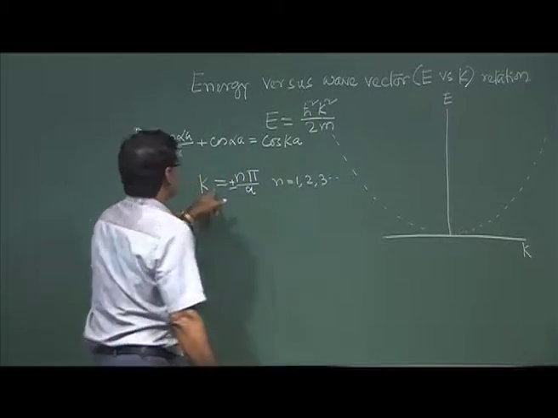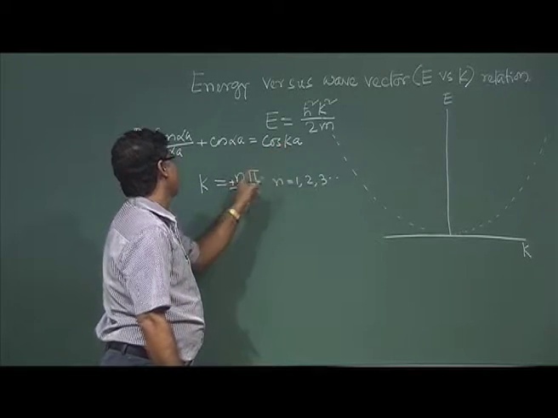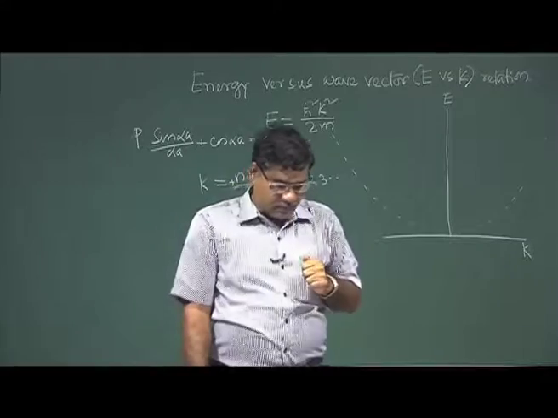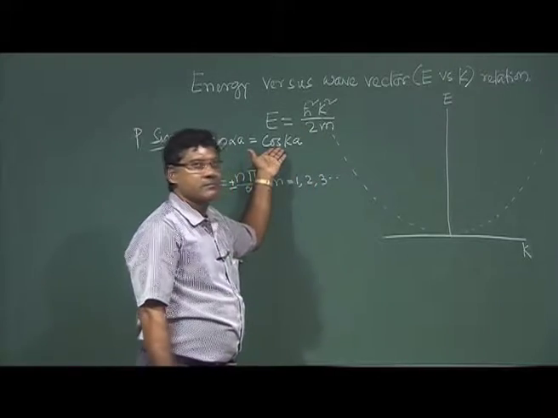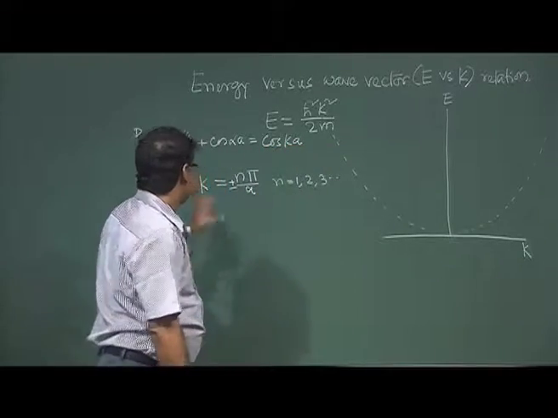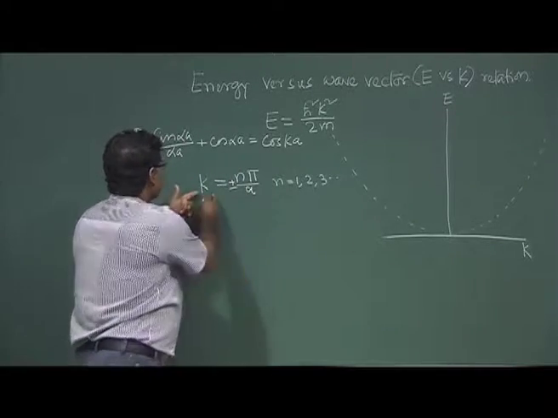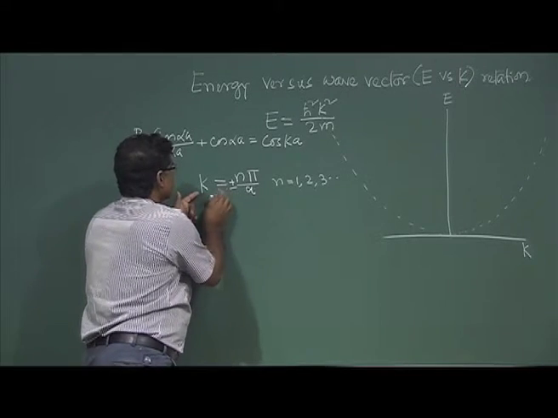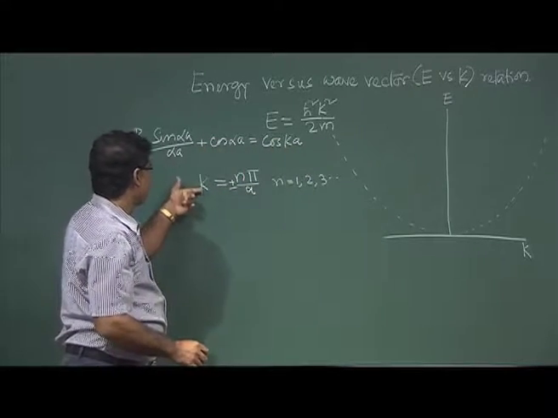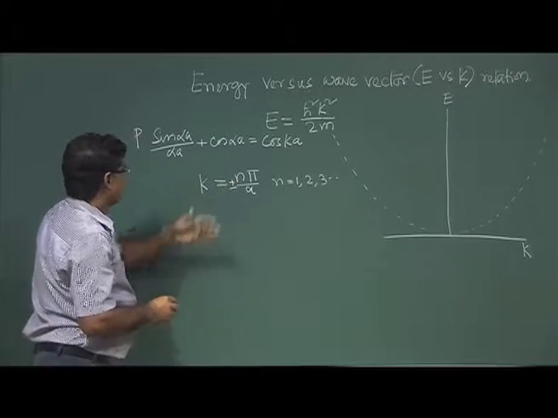Because if you put k here, then it will be n pi, so it will be plus 1 or minus 1 for this value of k. Okay. So from this condition, whatever the k value we are getting, this k value.